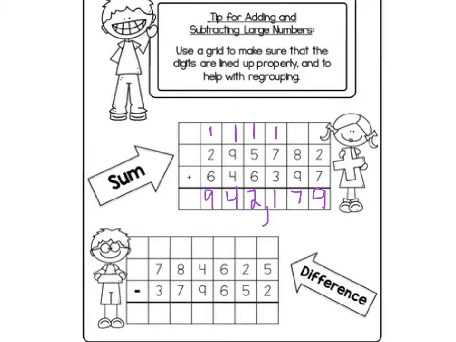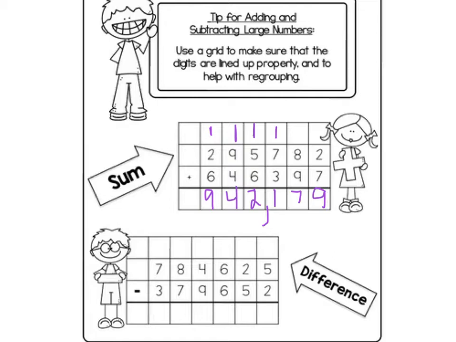Then they would need to put their comma in there and go back to that very first standard, making sure that they can read the number. And we're going to start with the first period, 942,179. Okay, then subtraction. A lot of times kids will do pretty good with the addition, finding the sums, but finding the difference, they're struggling.